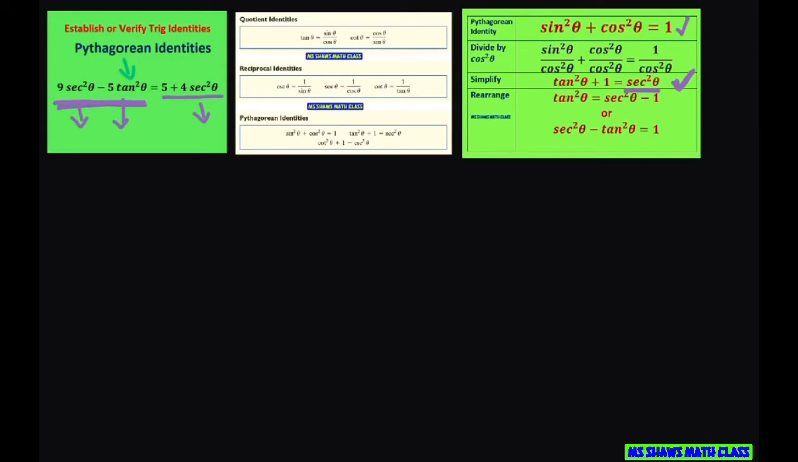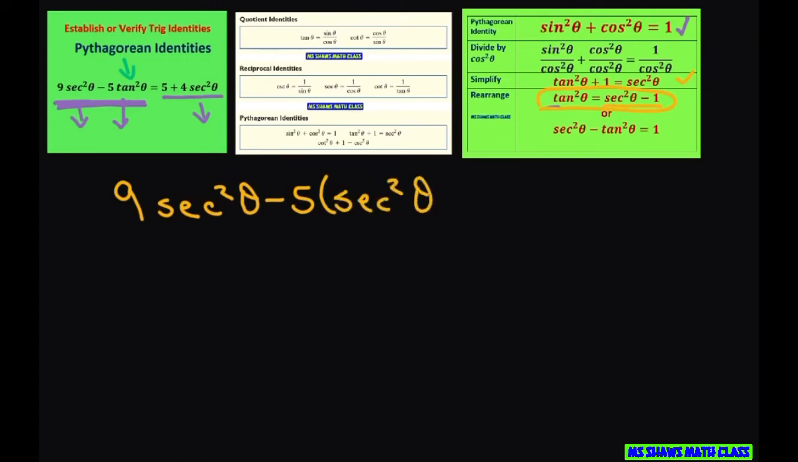I know that tan, and I rearrange this one, I get tan squared of theta equals secant squared of theta minus 1. So I'm going to substitute. I have 9 secant squared theta minus 5, and now substituting my tan squared, this is going to be secant squared theta minus 1. All right, and we want this to equal 5 plus 4 secant squared of theta.